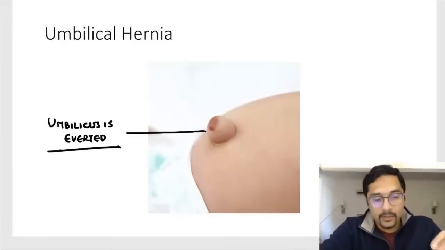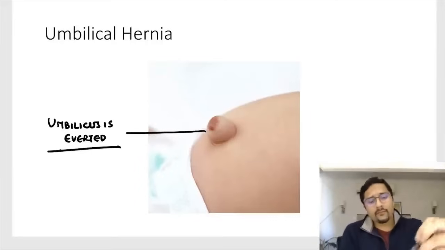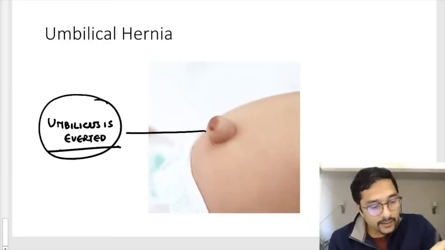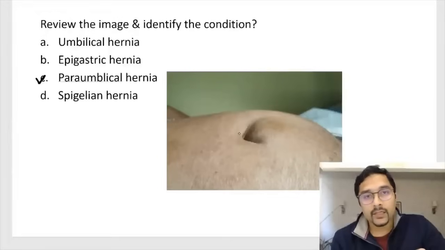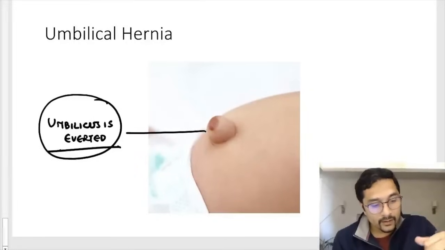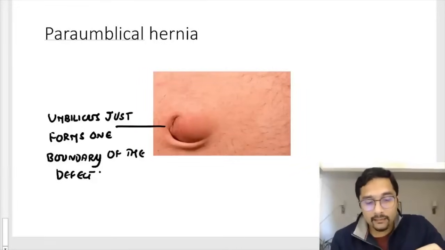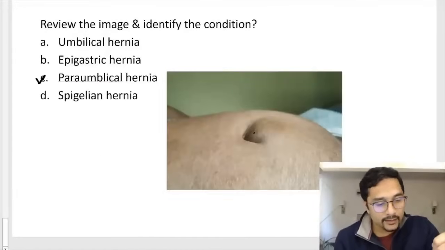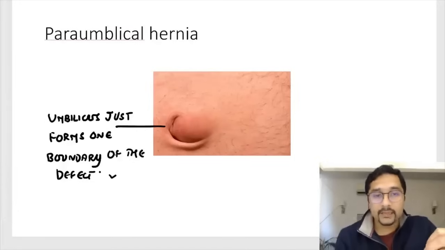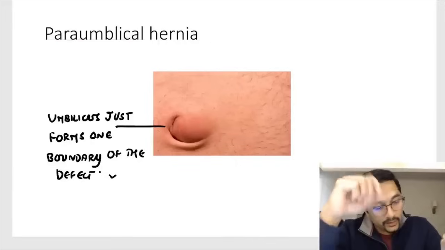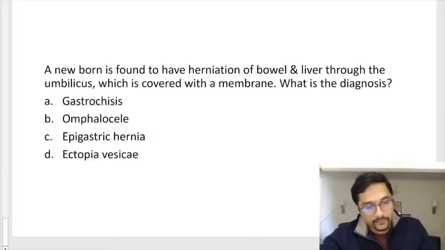How do we differentiate umbilical from para-umbilical hernia? In umbilical hernia, the umbilicus is everted. Here in this question, the umbilicus is not everted. Here the umbilicus is everted, the umbilicus has come out. This is para-umbilical hernia, where the umbilicus forms just one of the boundaries of the hernia. These two images are similar, but that is why it is para-umbilical hernia and not umbilical hernia. And para-umbilical hernia has a small opening, so it can undergo strangulation.